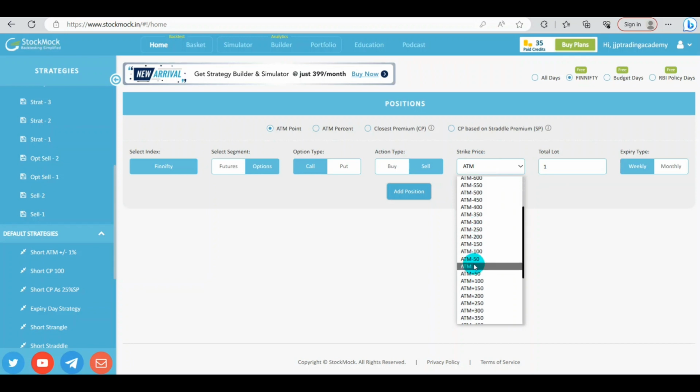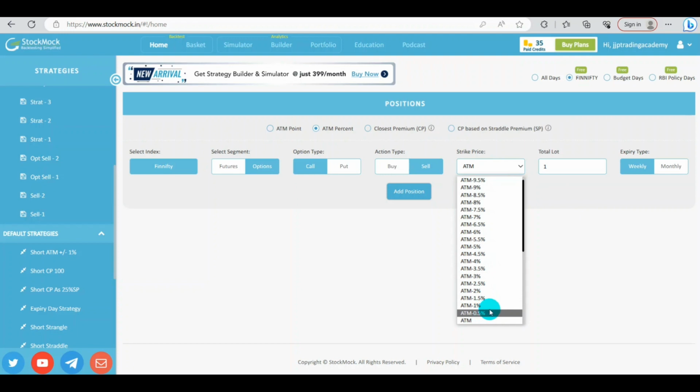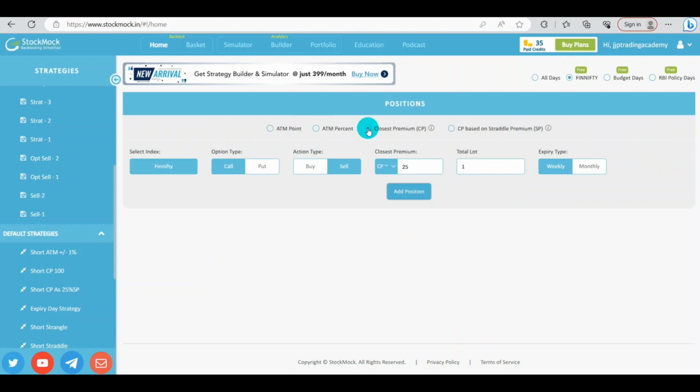If you are trading with option selling, then for the call option -100 is our ITM strike price. Actually for selling, we can basically go with an OTM strike price. So every detail you can give here itself. You will be getting options here: ATM point, ATM percent. ATM percent means how far the strike price should be from the ATM strike price. And then closest premium, which is nothing but the nearest premium rate.